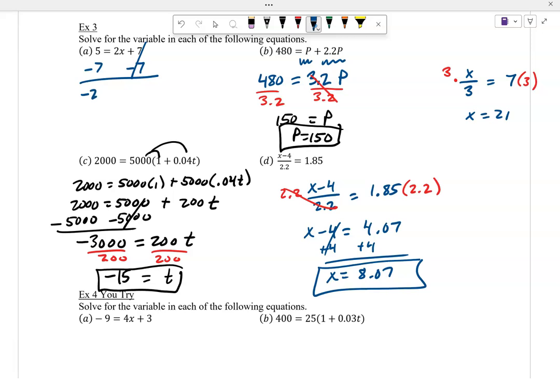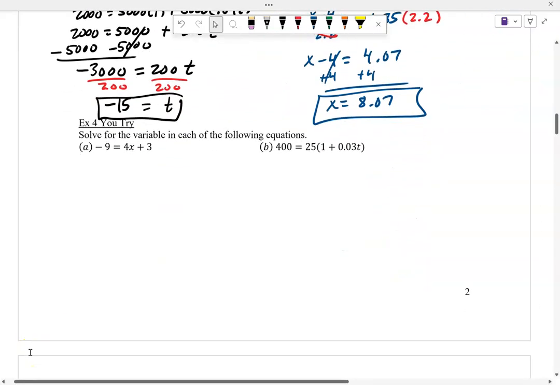5 minus 7, I got negative 2 equals 2x. Let me write it this way. 2x equals negative 2. I'm now getting rid of the 2, right? So I divide by 2 both sides. So my x is negative 1. And there we go. Don't screw it up. Forget all that party talk. Do the problem right. Sorry about that.